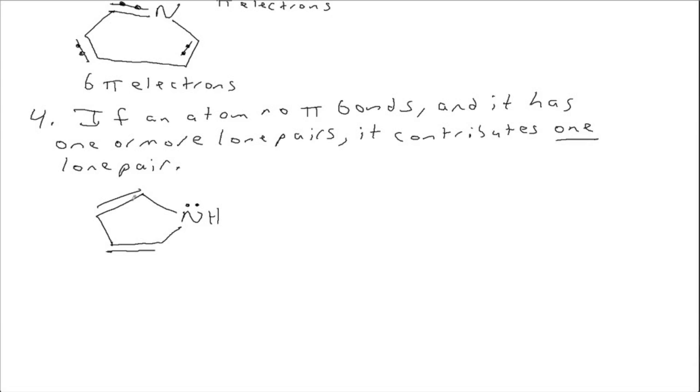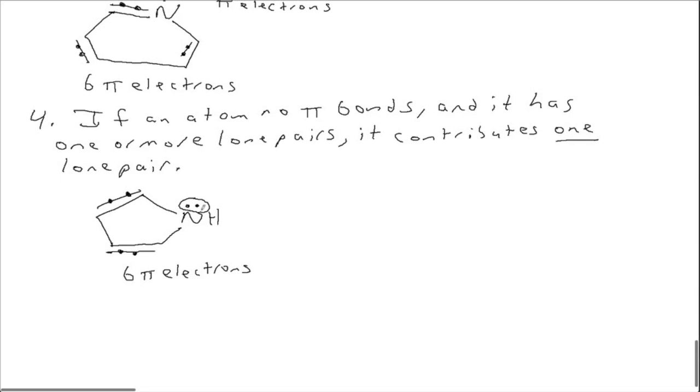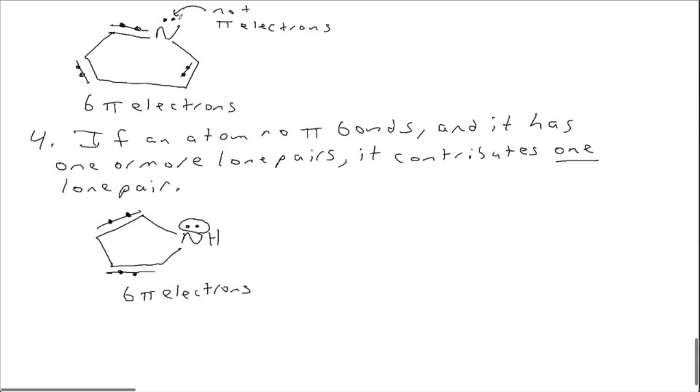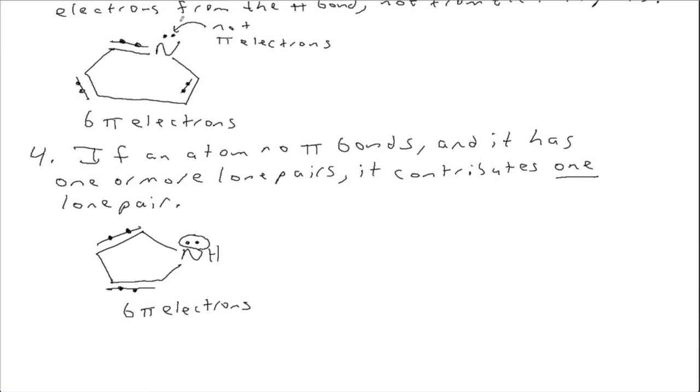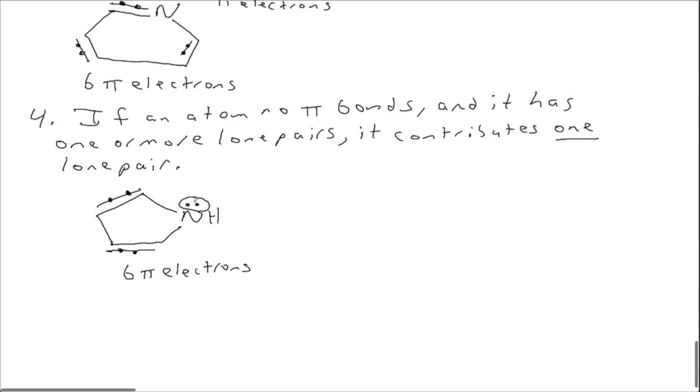So how many pi electrons are there here? Well, there's 2 pi electrons in this bond, 2 pi electrons in this bond, and then this lone pair, those are also pi electrons. So that would give us 6 pi electrons. Make sense? Yes. Why didn't this lone pair count as pi electrons? Well, it was already contributing from the pi bond. That's right. The pi bond takes precedence. But since this doesn't have a pi bond, it can contribute the lone pair.